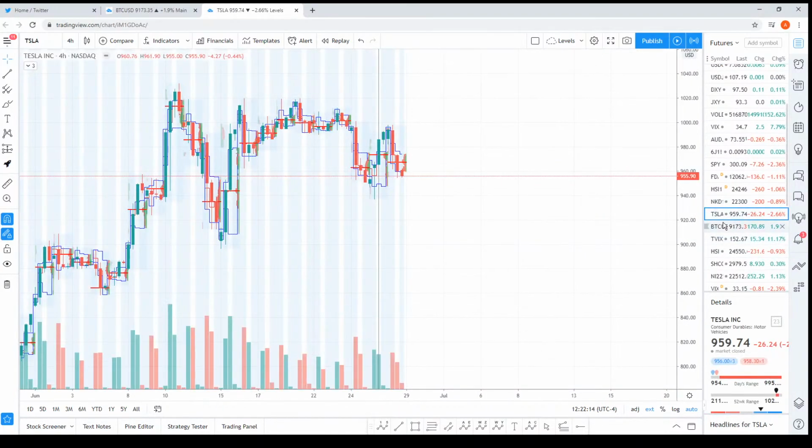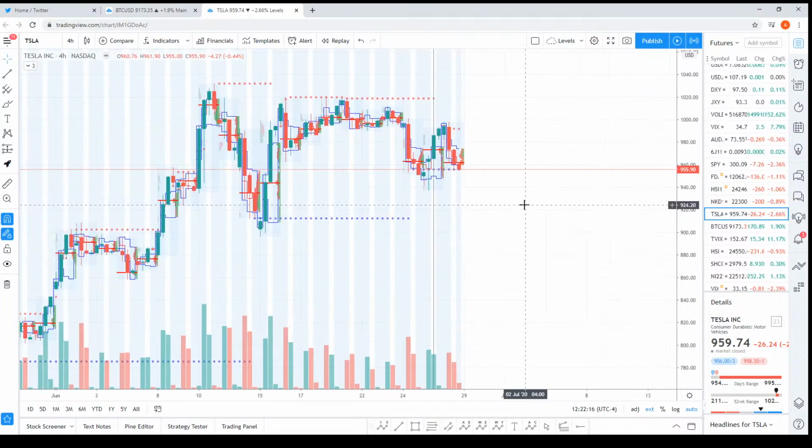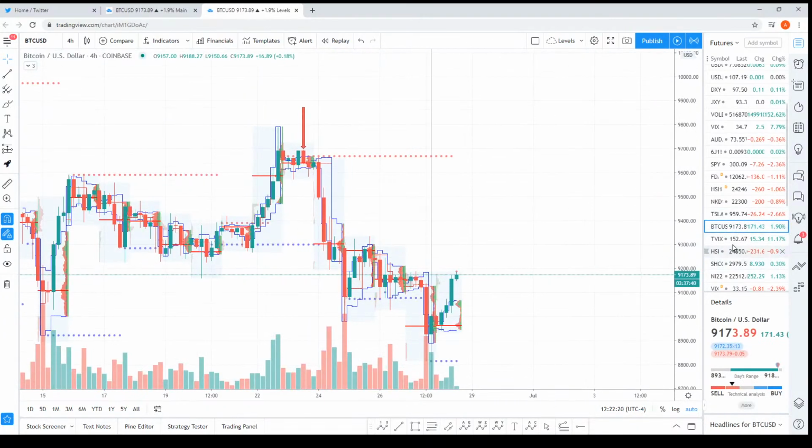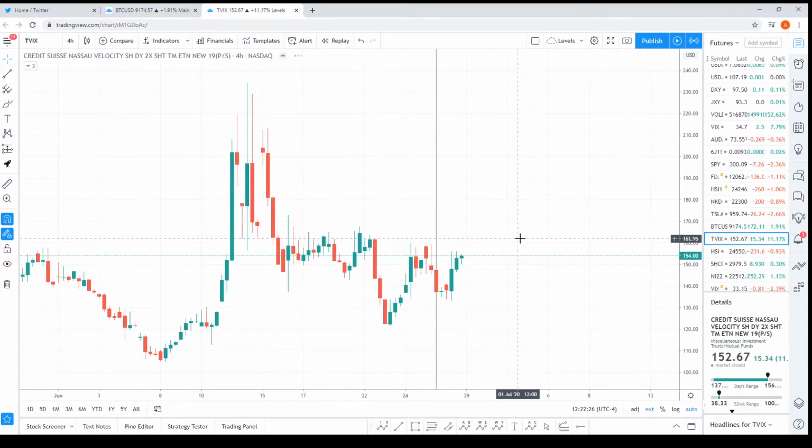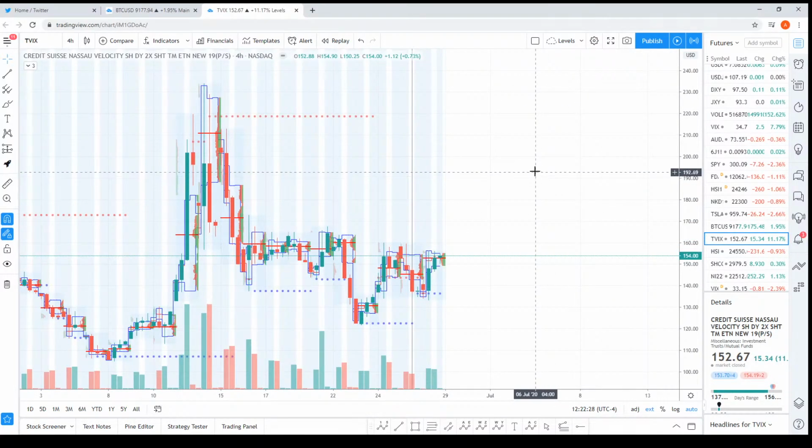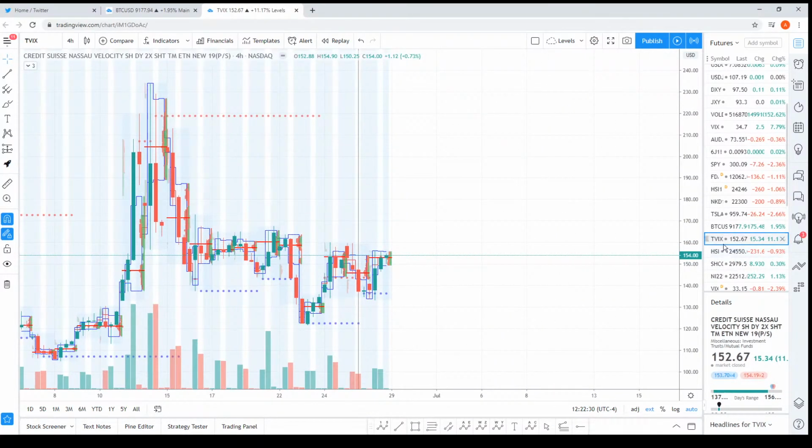I have Tesla, just because it's a stock I watch regularly. Bitcoin to USD on Coinbase. I believe this is the highest volume. Could be wrong. If not, let me know. TVIX, this is being delisted soon, but it's good. I use this as a good sentiment gauge.